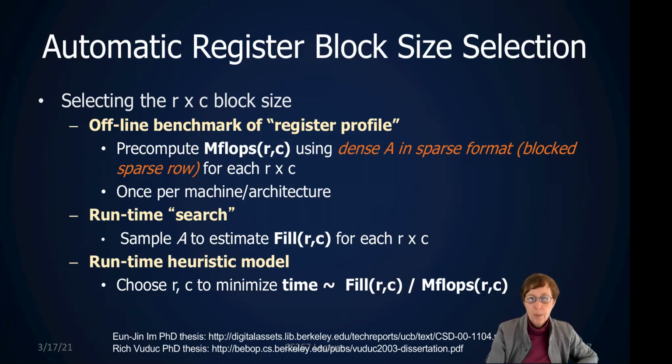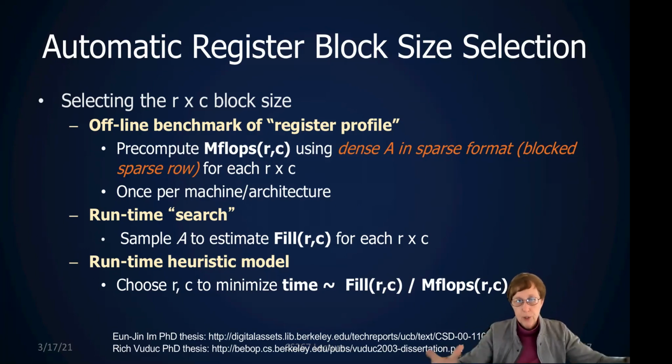And so we're going to run a bunch of different register block sizes. These are also not huge, right? You might go up to something like 8 by 8, but you're certainly not going to be going up to 1,000 by 1,000 or anything like that. And then you build a table that says what is the megaflop or gigaflop rate that you get for a given value of R and C for a dense matrix in sparse format.